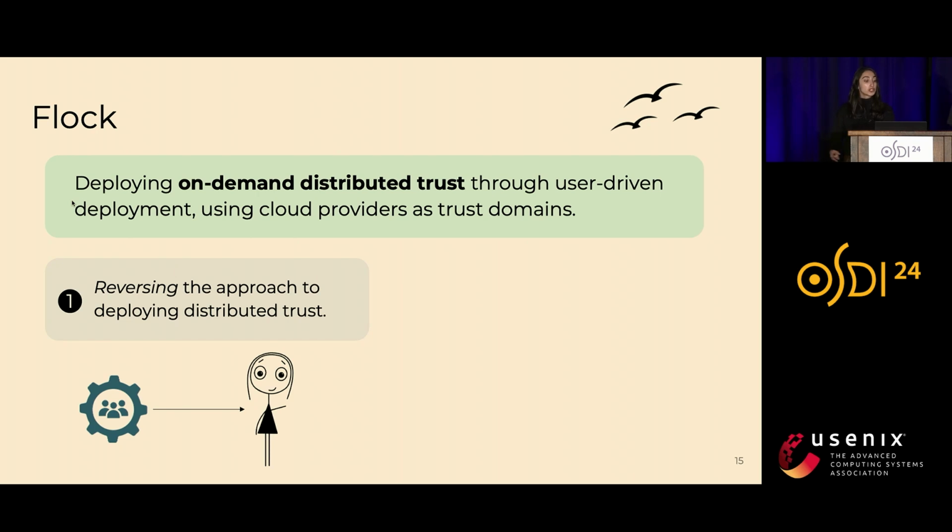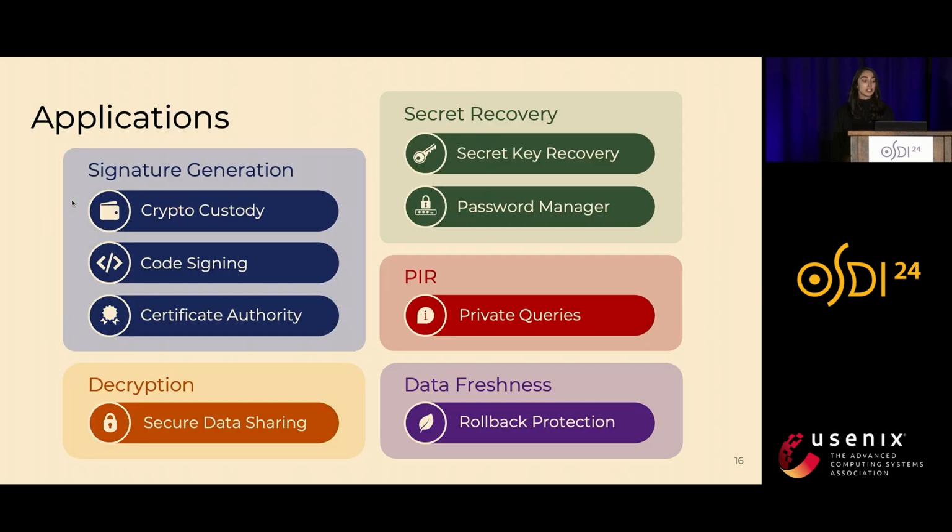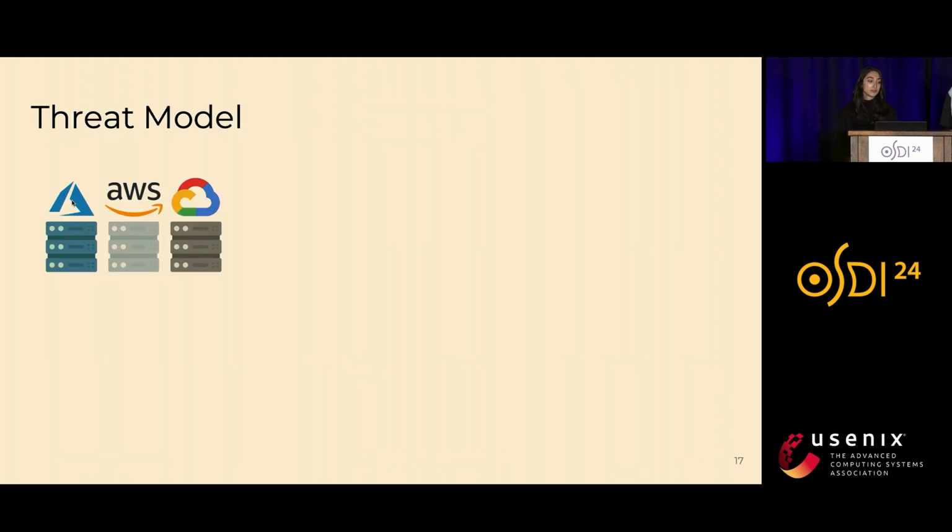First, we will show how to reverse the approach to deploying distributed trust by migrating the onus of deployment from the application provider to the user. And second, we design a practical end-to-end system to realize this vision in a way that's both cost-efficient and secure. We also port over 8 different distributed trust applications that span 5 fundamental cryptographic modules.